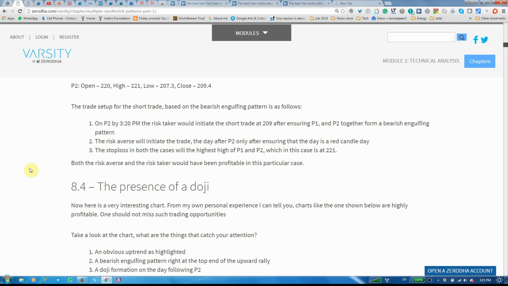On P2 by 3:20 p.m. the risk-taker would initiate the short trade at 209 after ensuring P1 and P2 together form a bearish engulfing pattern. The risk-averse will initiate the trade the day after P2 only after ensuring that the day is a red candle day. The stop loss in both cases will be the highest high of P1 and P2, which in this case is at 221. Both the risk-averse and the risk-taker would have been profitable in this particular case.